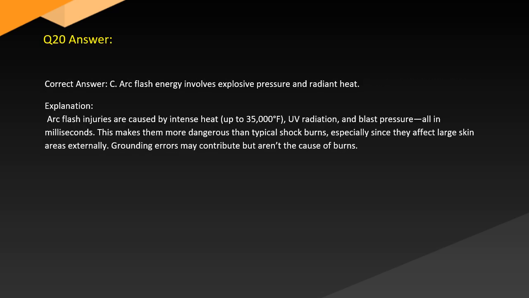Answer. Correct answer: C. Arc flash energy involves explosive pressure and radiant heat. Explanation. Arc flash injuries are caused by intense heat up to 35,000 degrees, UV radiation, and blast pressure, all in milliseconds. This makes them more dangerous than typical shock burns, especially since they affect large skin areas externally. Grounding errors may contribute but aren't the cause of burns.